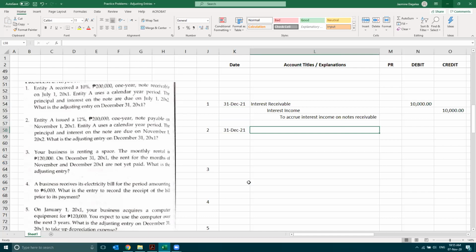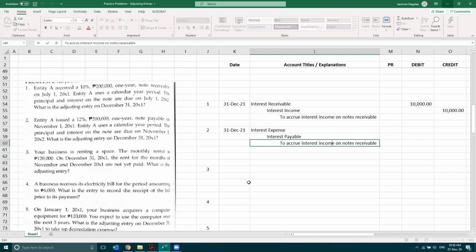So, pag notes payable, ano yung nai-incur? Interest expense. So, debit interest expense, credit interest payable. Kasi, na-incur nyo na ang expense, but babayaran nyo siya next year lang ng November. So, you have to accrue interest expense on notes payable.